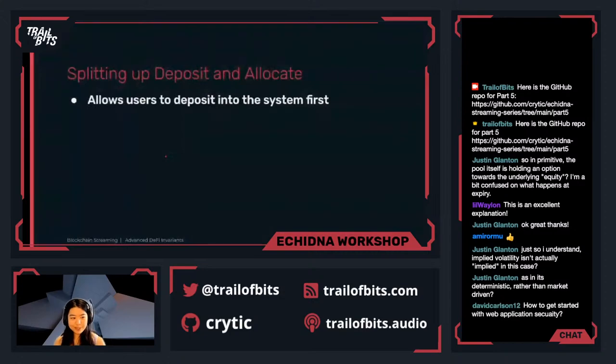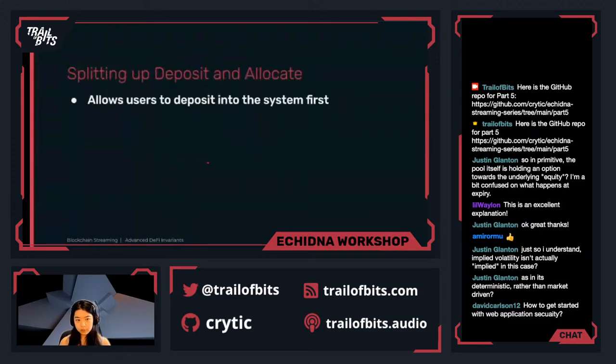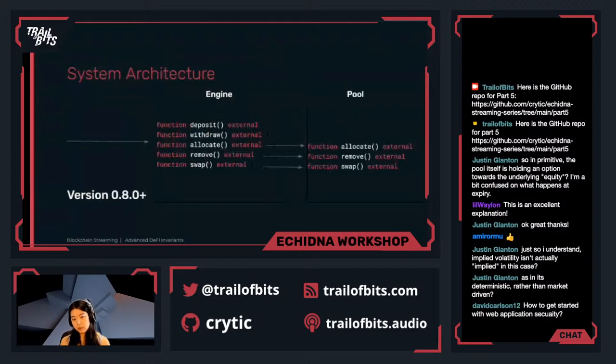All right, so one question that often comes up is, in order to allocate to a pool, you have to split up the deposit and allocate. From this example, it essentially looks like you have to deposit into the engine first and then allocate money to a pool to actually fund it. The reasoning for splitting up the deposit and the allocate is that a user can save gas on depositing into the engine at any point in time that they prefer. This allows users flexibility in how they interact with the pool, and we're going to be looking at the allocate function in depth just to see how it works and how that fits in.